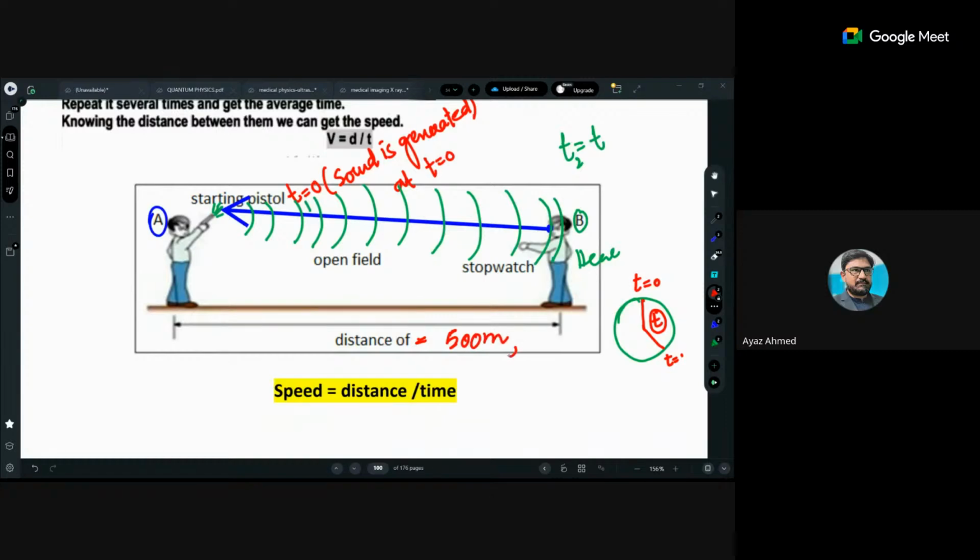And if the average time taken for the sound to be generated and received is, let's say, 0.4 or 0.3 seconds, how would we find the speed? Speed is equal to distance divided by time. So it is 500 meters divided by, wait, it is almost 1.5. So what answer will come? Do you have a calculator?